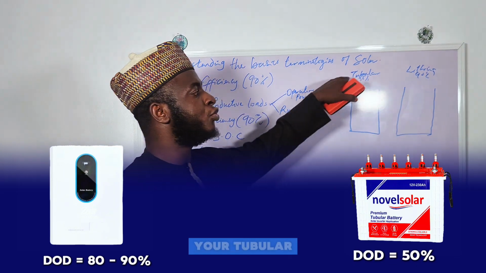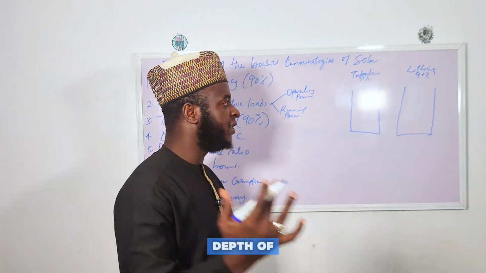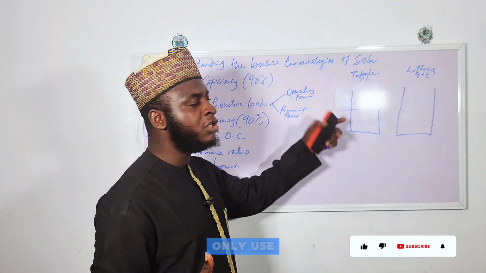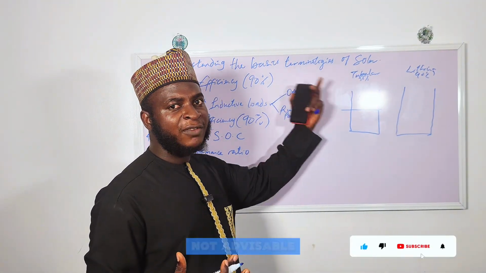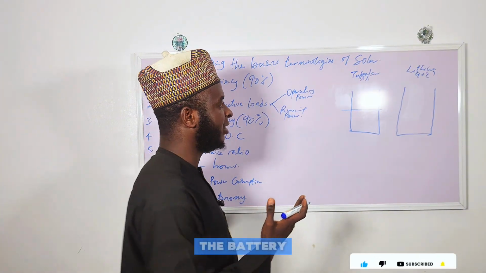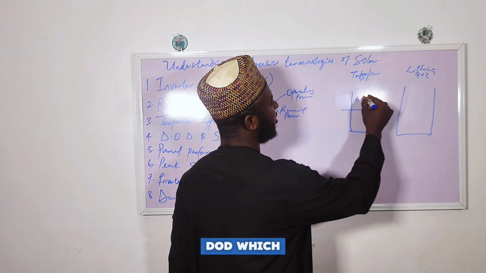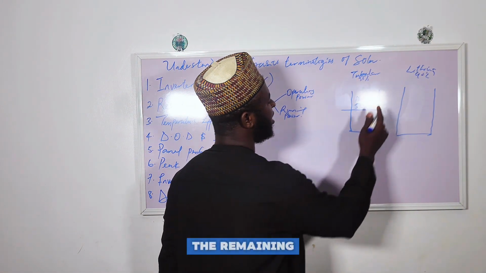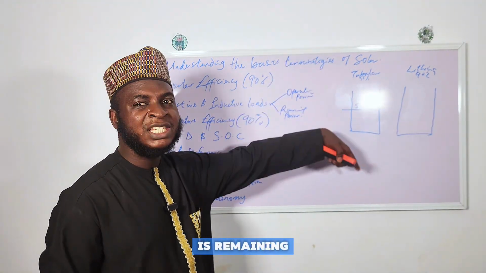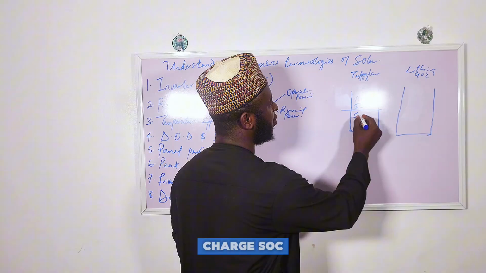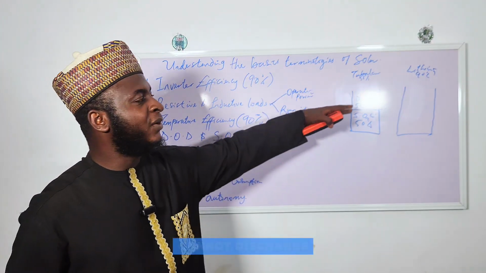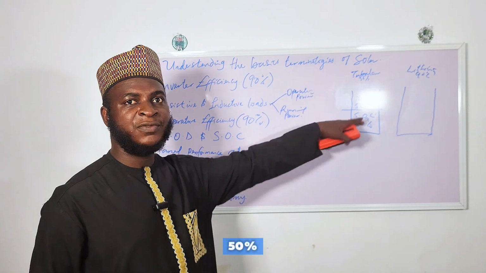As stipulated, your tubular battery only gives you a 50% depth of discharge. It means when you are using your battery, for efficiency's sake, you can only use 50% of it. It is not advisable to use more than 50% so that you will not run out with the efficiency of the battery. So this is your DOD, which is 50%. The remaining part is called your state of charge. The amount of current that is remaining in your battery is your state of charge, SOC. So your SOC is also about 50%. You cannot discharge your battery more than 50% if you are using a tubular battery.